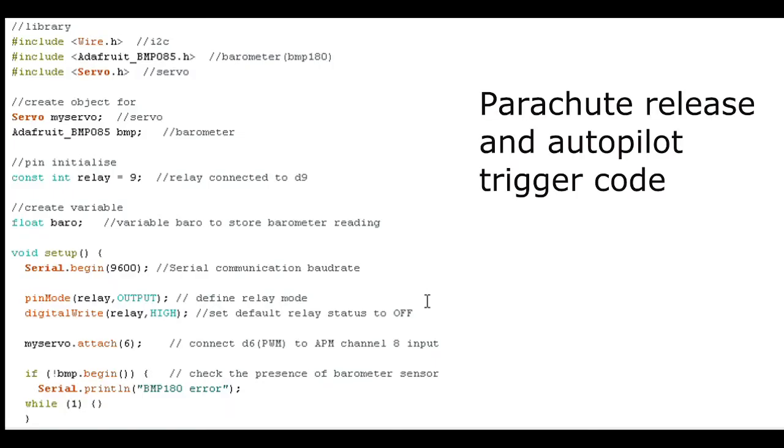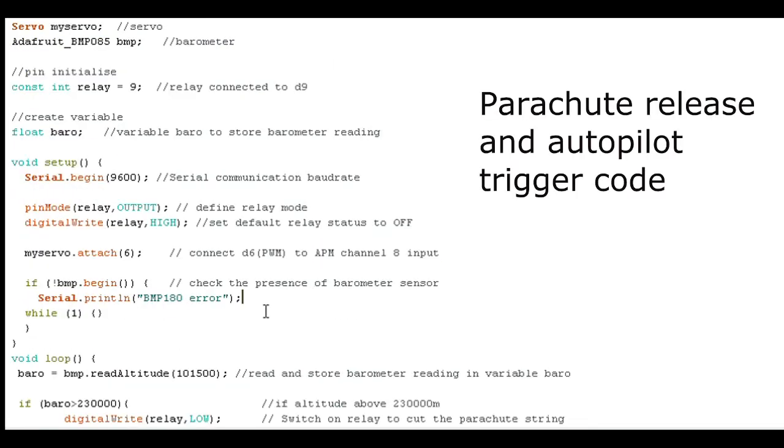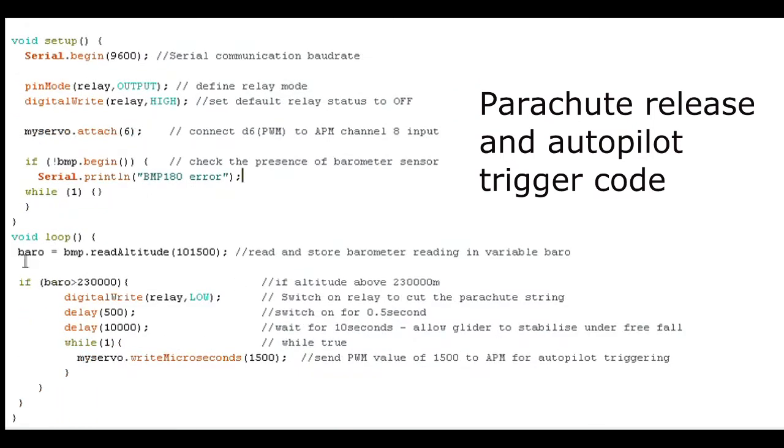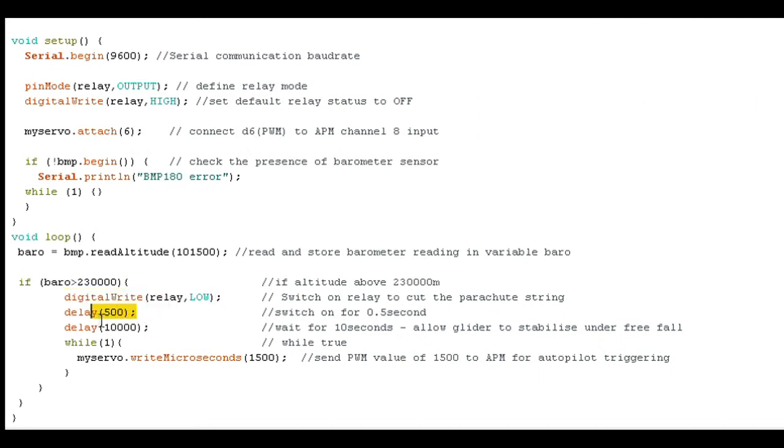So this is the Arduino code. In the loop section, we are reading and storing the barometer's altitude reading. Then we check if the altitude is above 23 km. If it is, we trigger the relay for 0.5 seconds and then wait for 10 seconds. Then we constantly send the PWM value of 1500 to trigger the autopilot.